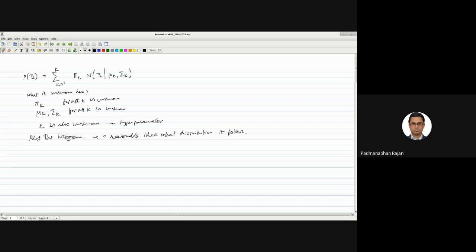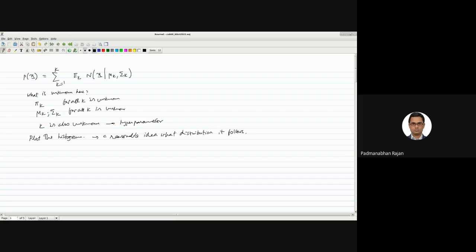Okay, so now if k is known, if you somehow find out what k to use, what are the problems which you have to face now? You still have to estimate the various weights for each of the components. You have to identify pi k, and for each of them you need its own mu k and sigma k.